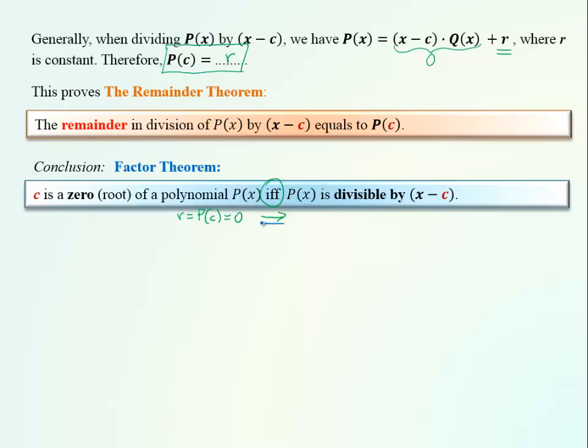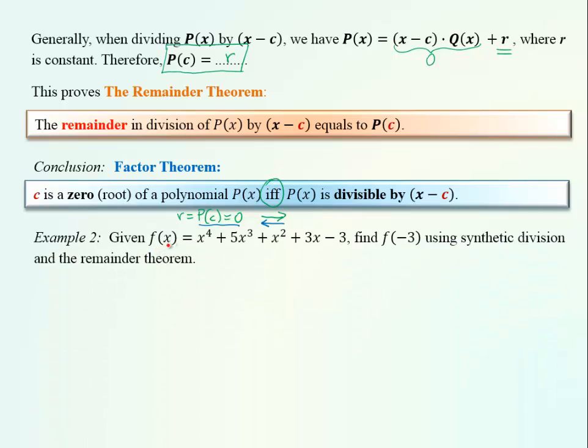Now, to justify the backwards implication, assuming that p of x is divisible by x minus c, again referring to this equation, that would mean that r is 0. But if r is 0, therefore p of c is equal to 0, which means that c is actually a zero of a polynomial p of x. Therefore, these two statements are really equivalent. We really have an if and only if statement.